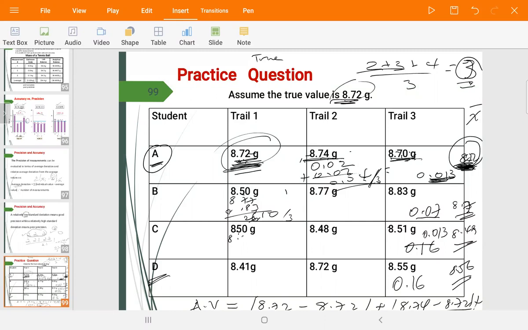Exactly. Let me start with this, because now you have the same value for A and C, the average deviation. So let's make them good: relative average deviation. Here, the average deviation is divided by the true value, meaning to get the relative average deviation, because you got the same value. So now, for example, these are both precise, A and C.